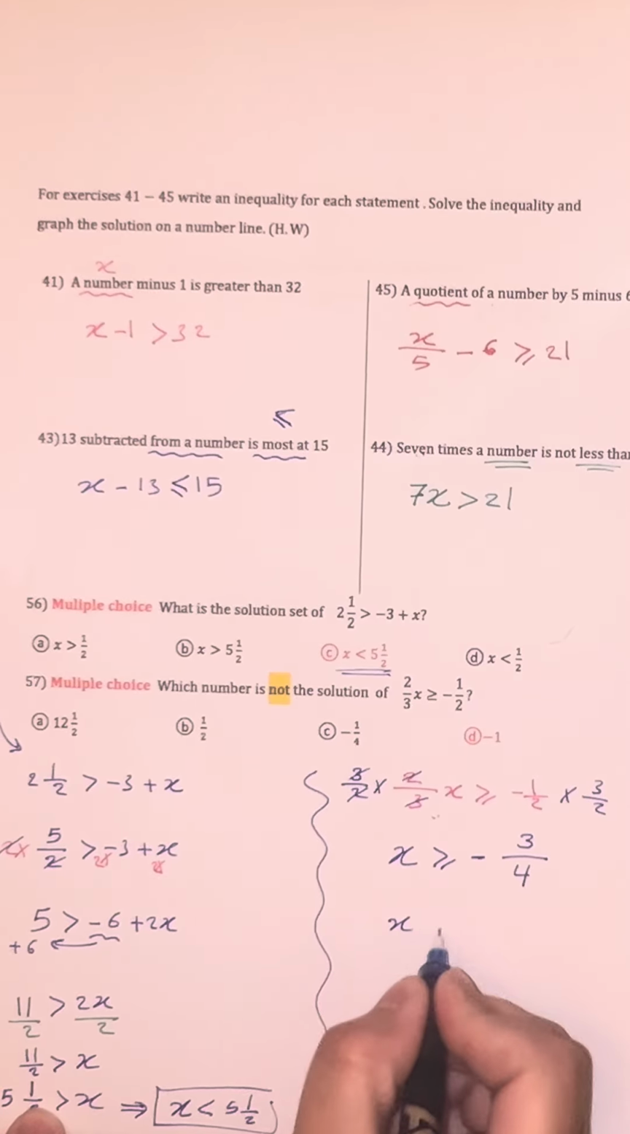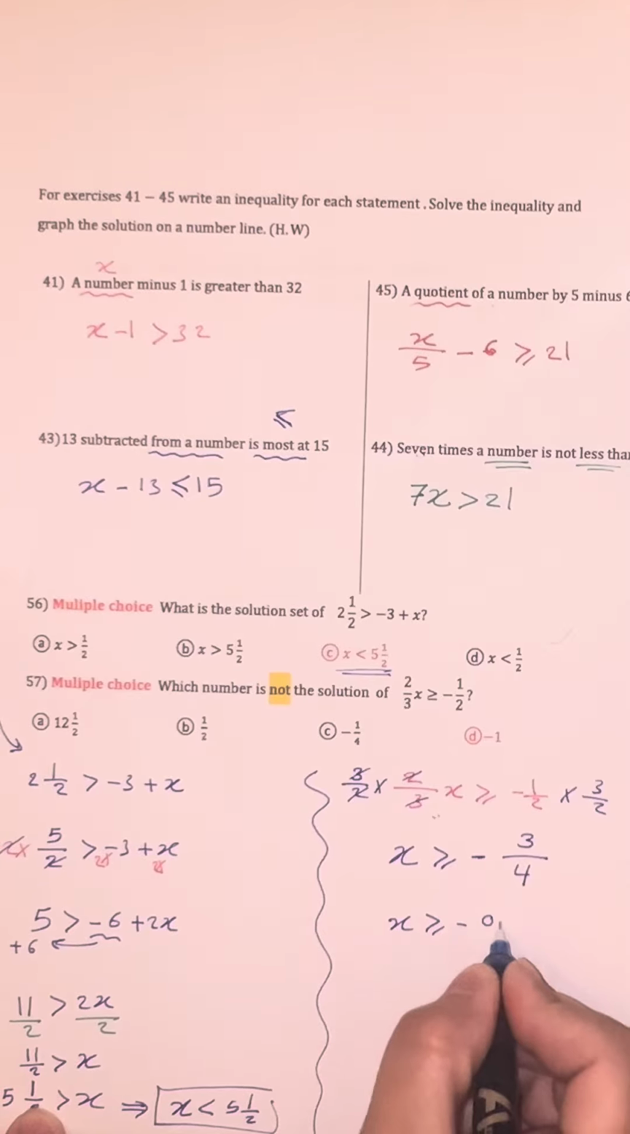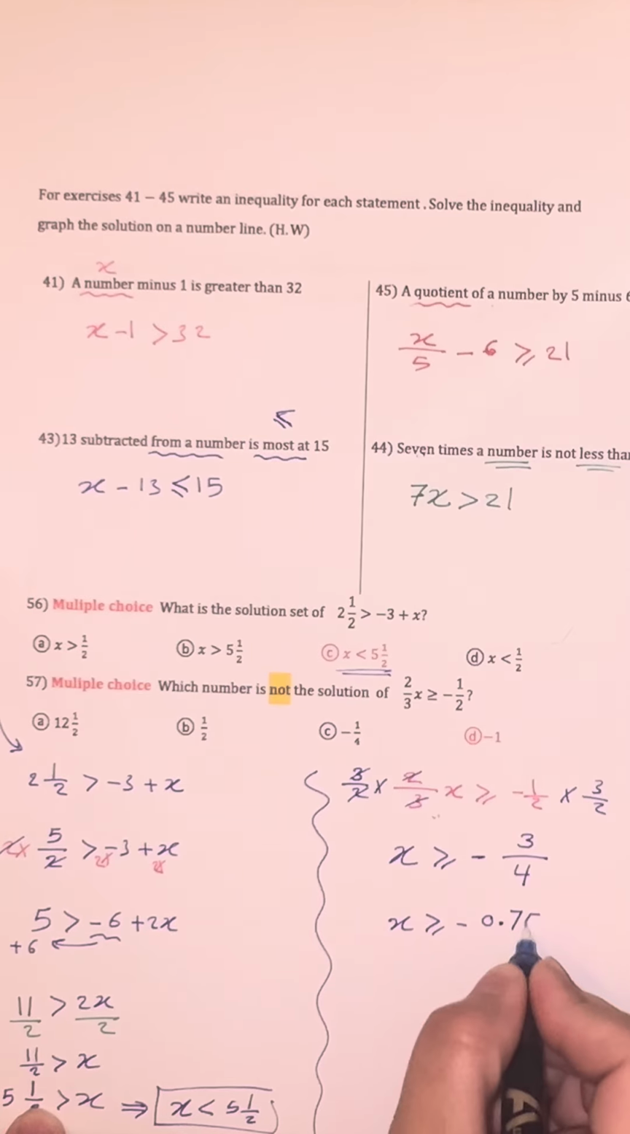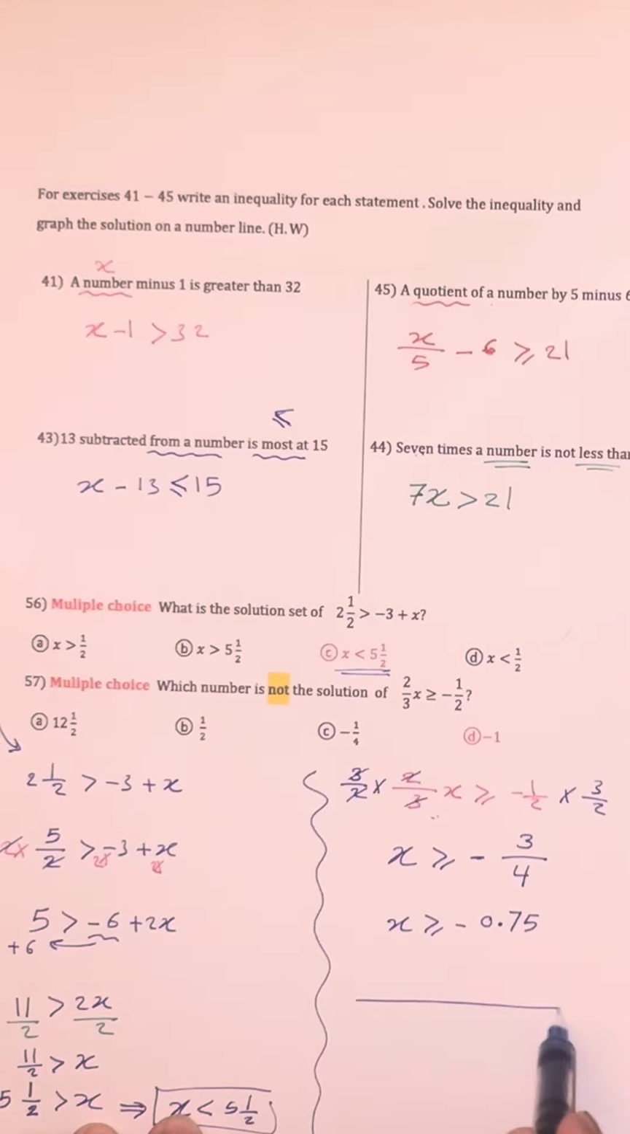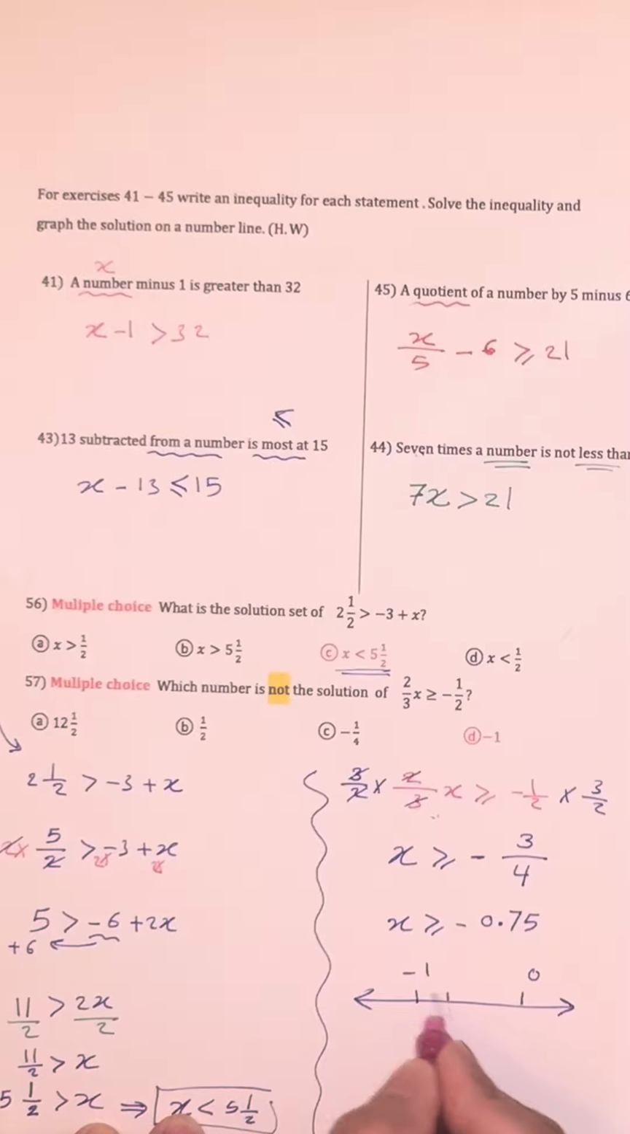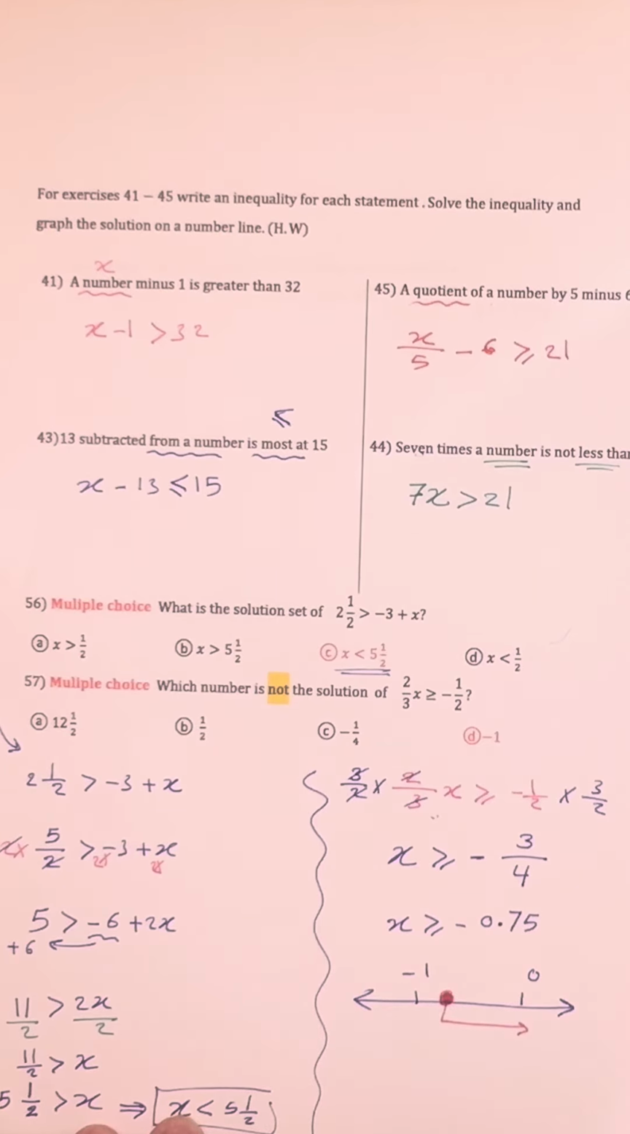I will write x greater than negative 0.75, because by long division 3 divided by 4 will be 0.75. So I will need a number line. Okay, here we have negative 1, here we have 0. So negative 0.75 is here close to negative 1. So a closed circle, x greater than this one, that means this side will be the solution.